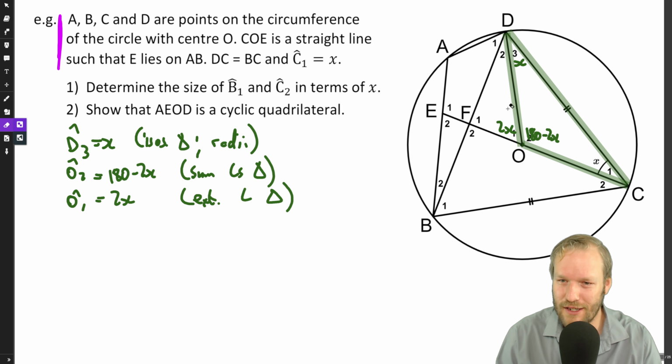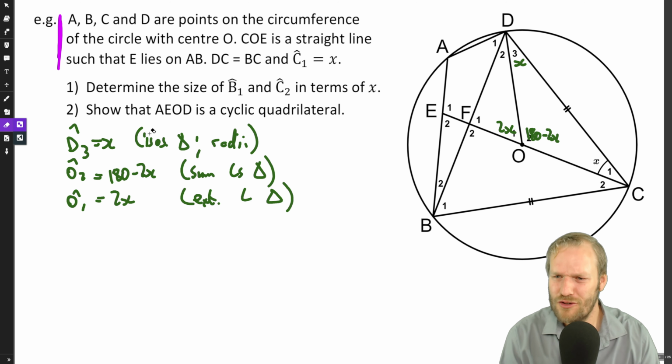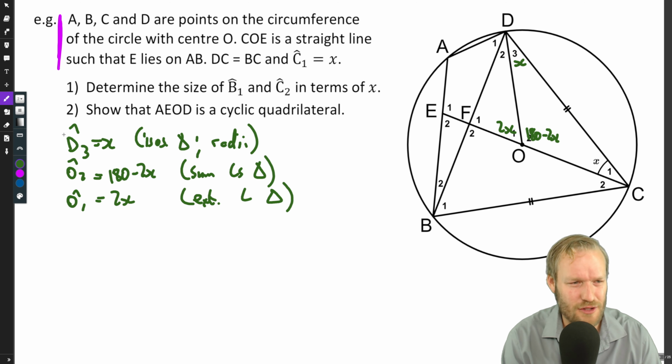Oh, don't rub that out, we need that. And those are probably going to be useful things though. So let's see, COE is a straight line. Otherwise, we couldn't have used angles on a straight line or exterior angle, such that E lies on AB. Okay, again, telling us that AB is a straight line. A lot of just information that's being confirmed.